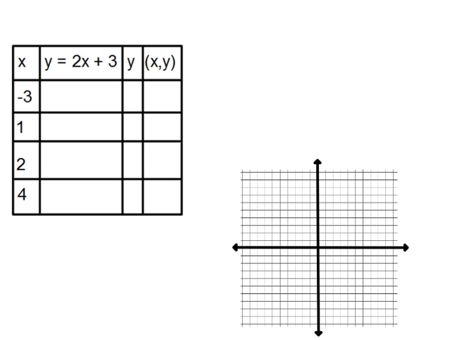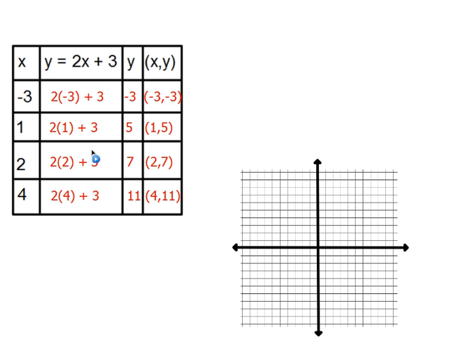If this is our function table, we know that these are our x's, our domains, otherwise known as our independent variables. Now we take those x values, plug them into our equation, solve the equation, and get our y. Then we use our x and our y to get our ordered pair. After I do all that, that's what it's going to look like.